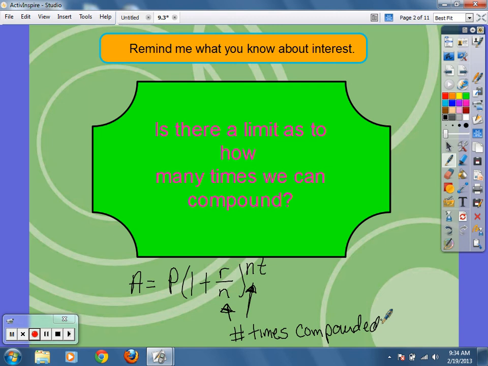Is there a limit to how many times we can compound that? Can I go to the minute? Can I go to the second? Can I go to the fraction of a second? That's what we're going to talk about today. And I think you guys would say, yeah, let's do it by the minute, or let's do it daily. Because what we found when we talked about interest, the more times compounded, the more money you make. So if we go down to that second, what's going to happen to our money? Well, we'd expect to make quite a bit more, and that's what we're going to look at today.